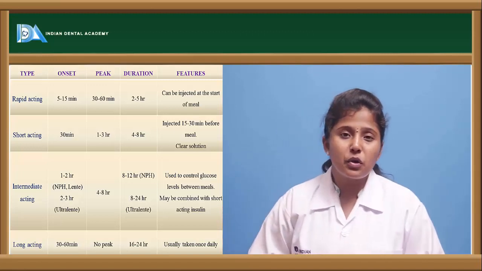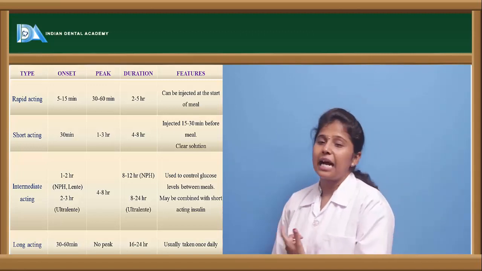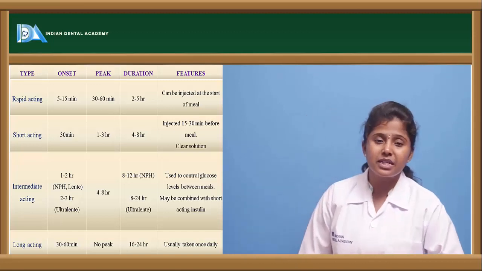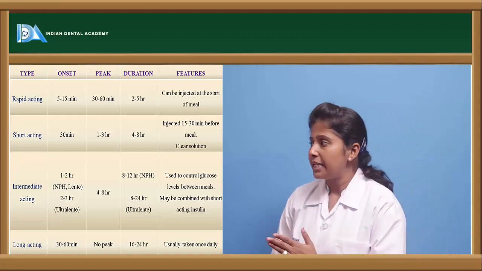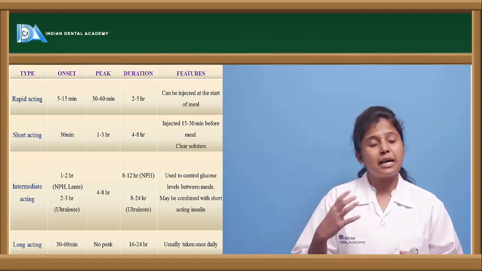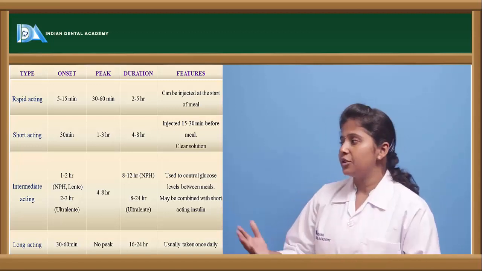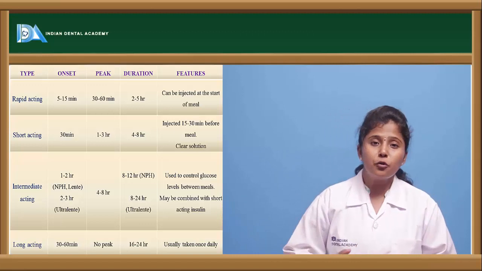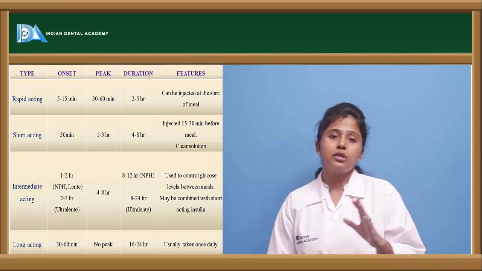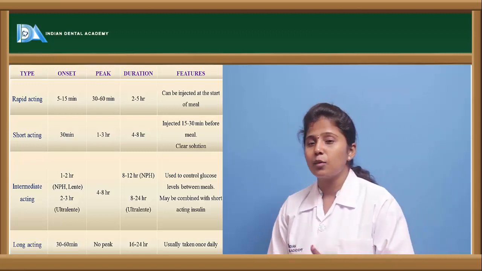If we see the pharmacokinetics of these insulin preparations, the rapid acting drugs have an onset of action of 5 to 15 minutes. The peak action is observed at 30 to 60 minutes after administration, and the duration of action is about 2 to 5 hours. These can be injected before the meal, so before starting the meal, rapid acting insulins are mostly given.